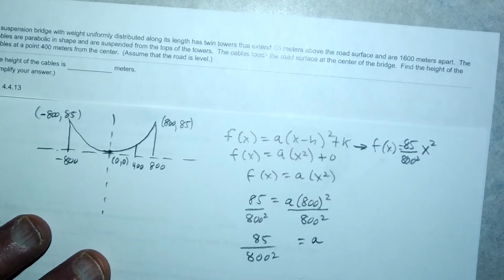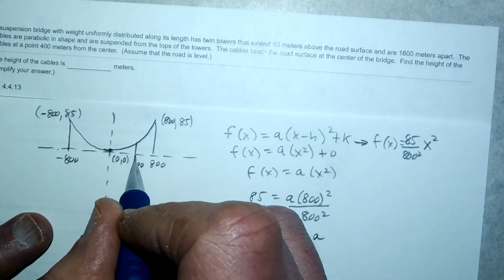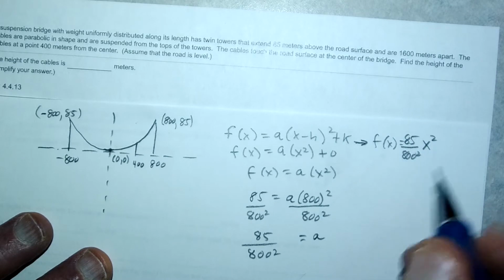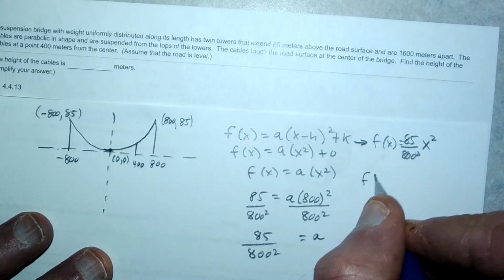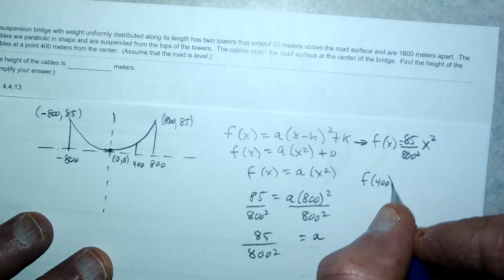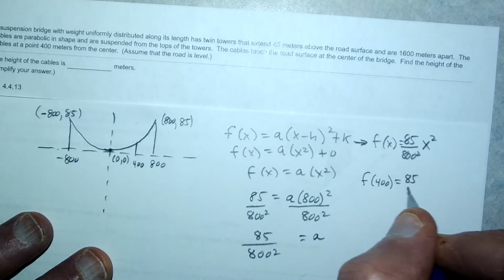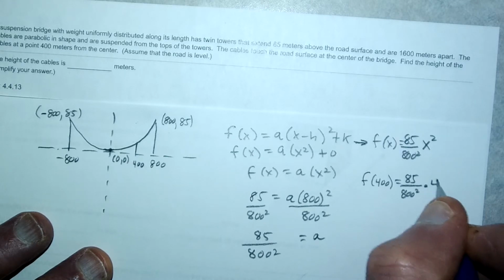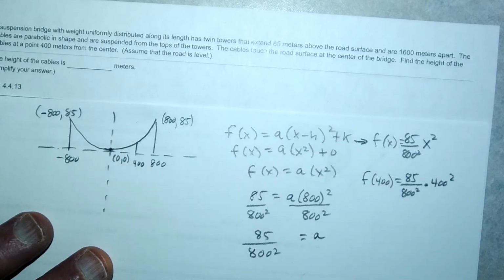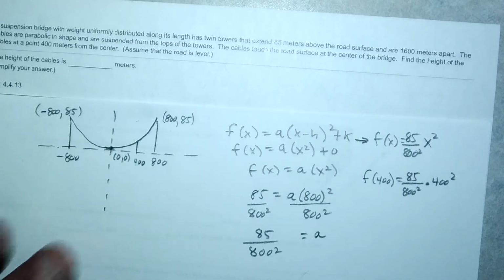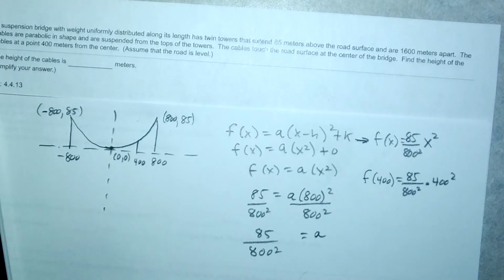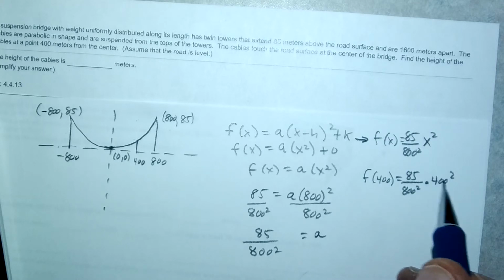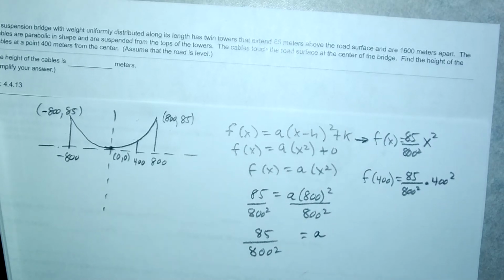So to answer the question of what would be the height, the output of the function at 400 meters over, that's where x is 400. We're just going to evaluate this function at 400. And we will have 85 over 800 squared times 400 squared. And we just work that out in our calculator. Now, by the way, be careful. You want to be careful about canceling when something's being squared. All right, so we're going to go ahead and work this out.